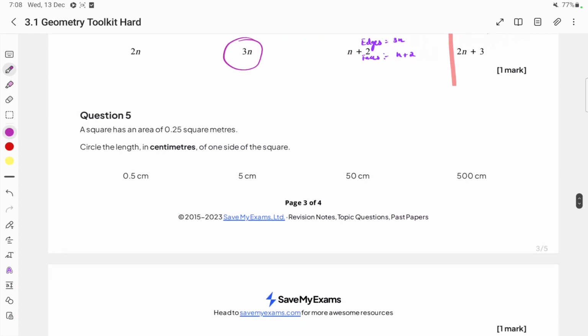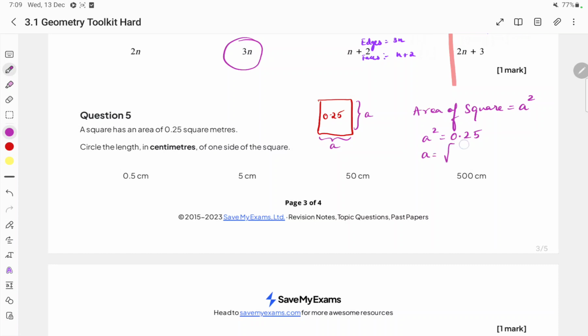A square has an area of 0.25 square meters. See here, one square is there which has an area 0.25. Square means all sides are equal. So if this is A, this is also A. So the area of a square is A square. This A square they have given as 0.25, which means A will be equal to the square root of 0.25.